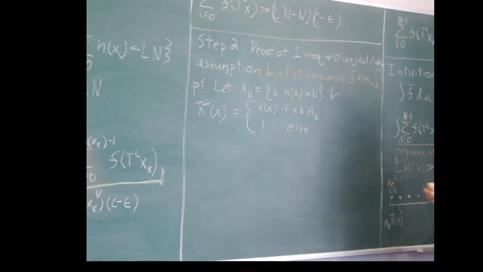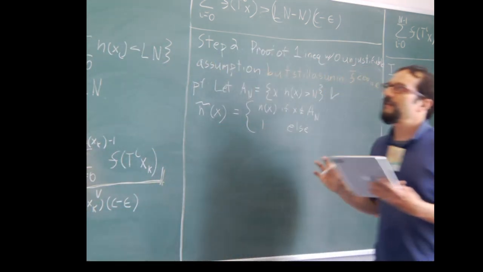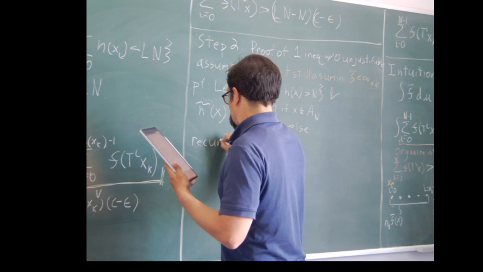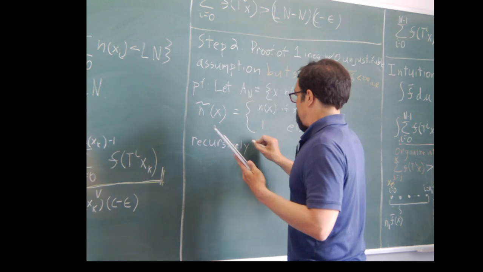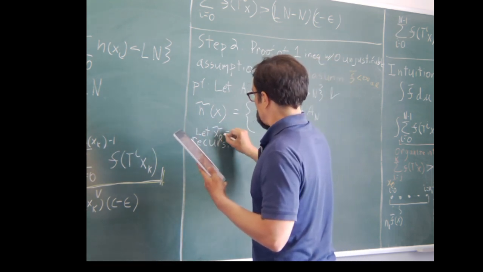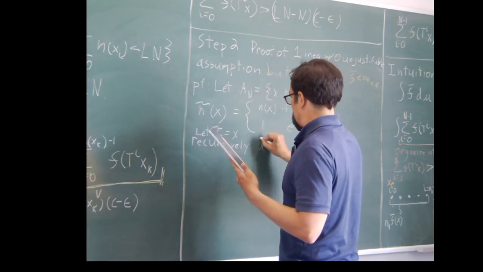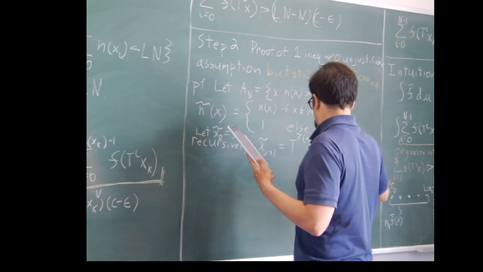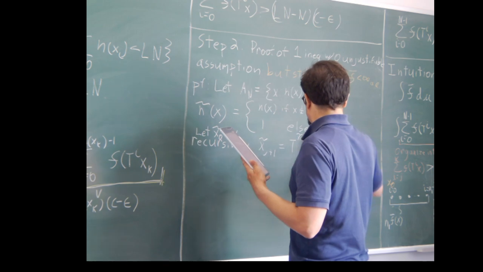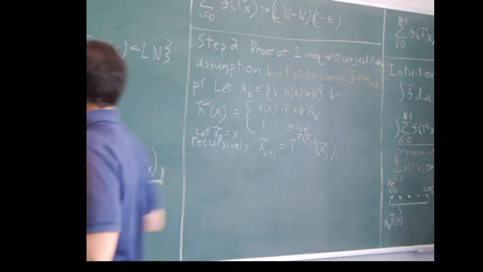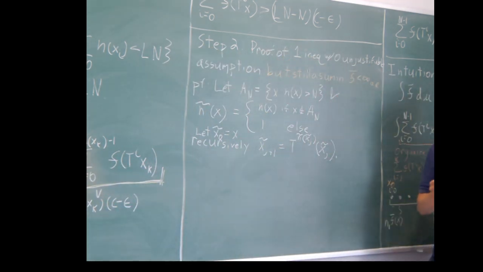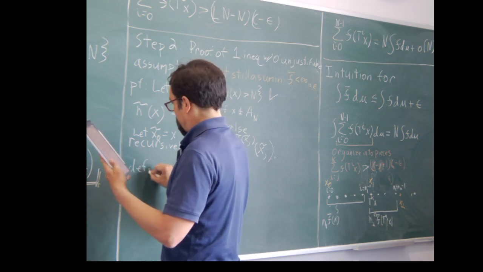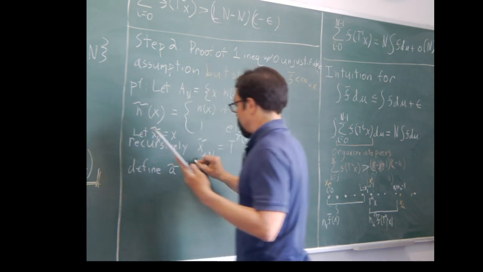Now I'm going to define the sequence in exactly the same way, but for n tildes rather than my n's. So recursively, let x tilde sub 0 be equal to x, and recursively, x tilde sub j plus 1 be equal to T to the n tilde of x tilde sub j. I'm just repeating the definition I saw before, but with n tilde in place of n, and I'm putting tildes over everything in sight. All right. Okay, define A tilde and B tilde similarly.